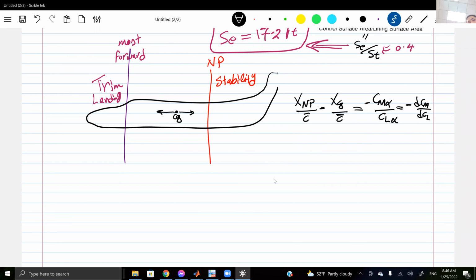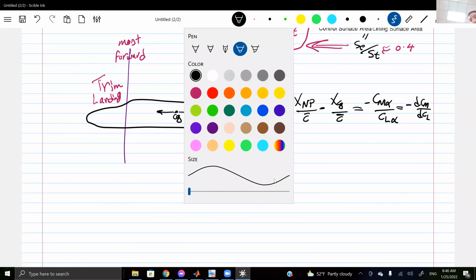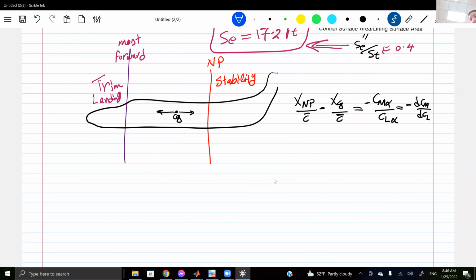Typically, when I say CM alpha, this is at a particular CG, of course. It's called CM alpha CG, actually. So when you give me a CG, it comes with a corresponding CM alpha. Or alternatively, this is the other slope, dCM by dCL. Any moment characteristic comes at a particular CG, right? The CL alpha has nothing to do with the CG. This is lift, it's not moment. So it has nothing to do with the CG, it's pure aerodynamics.